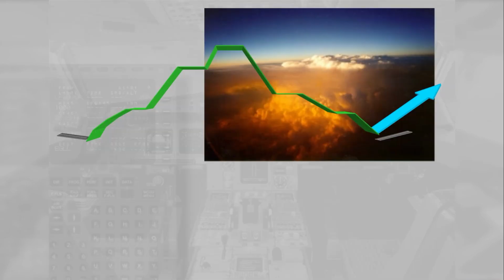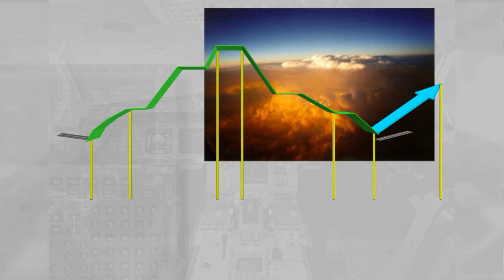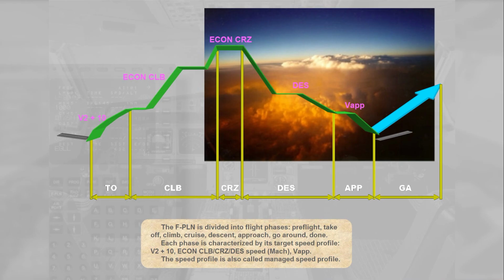The flight plan is divided into flight phases: pre-flight, takeoff, climb, cruise, descent, approach, go around, done. Each phase is characterized by its target speed profile: V2 plus 10, econ climb, cruise, descent speed, Mach, V approach. The speed profile is also called managed speed profile.